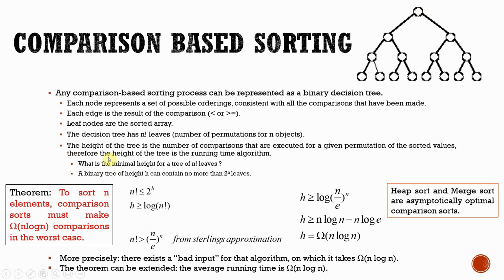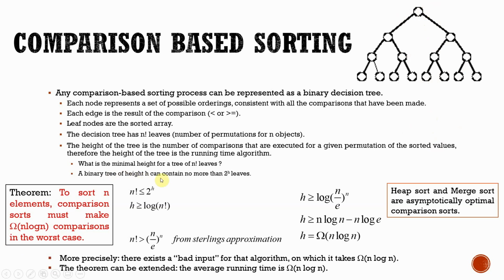So what is the minimal height for a tree of n factorial leaves? We want to find a lower bound for the number of comparisons that we have to make to get from an initial array to a sorted array. What is the minimal height, the lower limit, to basically sort the array?